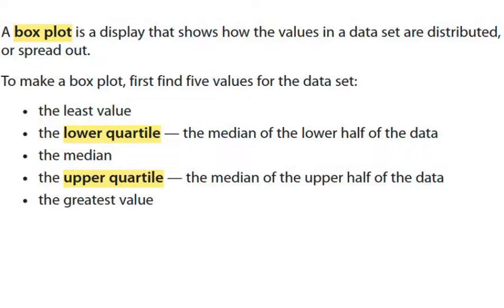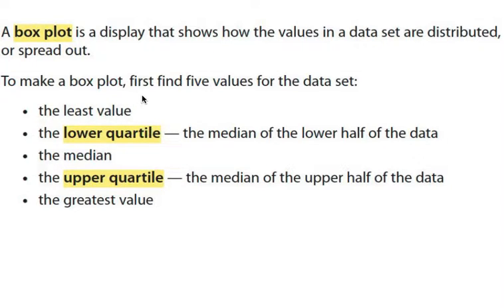A box plot is a display that shows how the values in a data set are distributed or spread out. To make a box plot, find 5 values for the data set. Now this might look a little bit confusing, but I really think you already know this information. The least value, that should be easy.